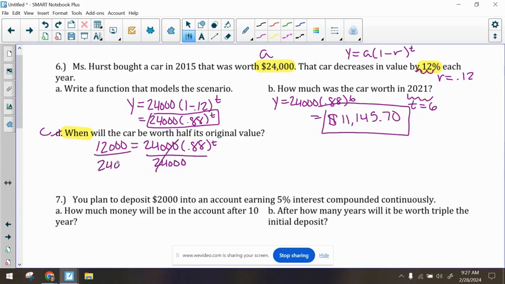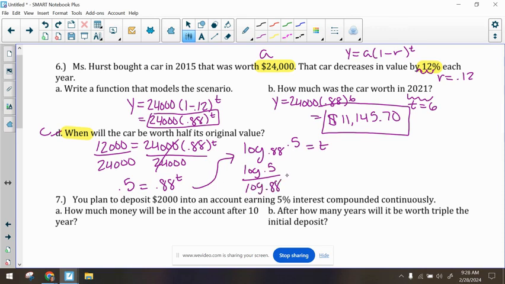I am absolutely not allowed to multiply 24,000 by 0.88. When I do this division, I get 0.5 equals 0.88 to the t. This problem will require a log, that is base 0.88 of 0.5 equals t. We're then going to go ahead and do the division and see what we get. So when we divide log of 0.5 divided by log of 0.88, we should get about 5.42 years. So after that amount of time, the car would be worth half its original value.